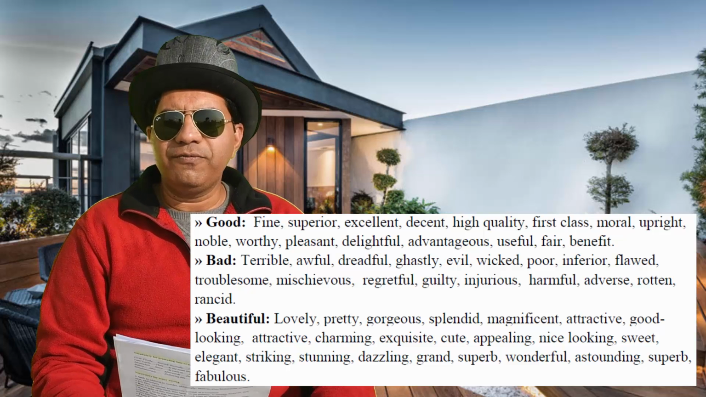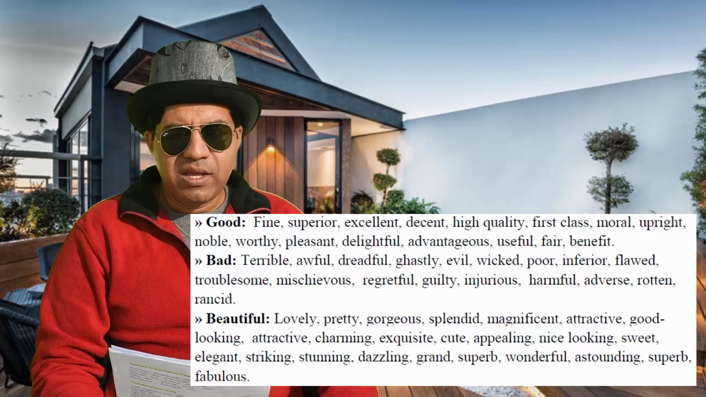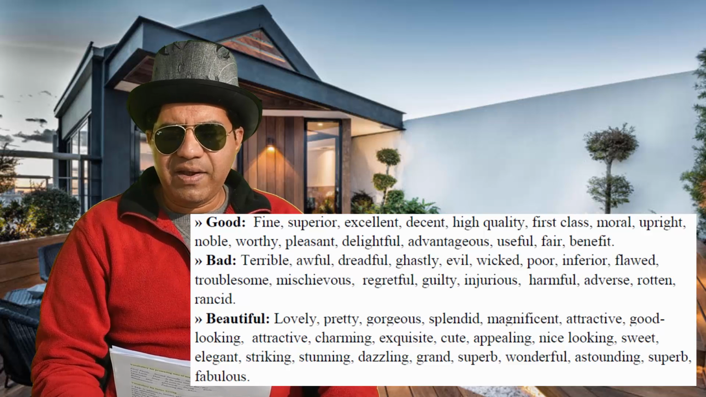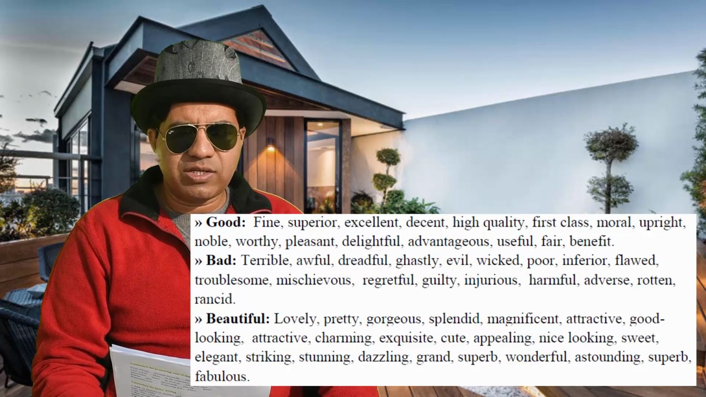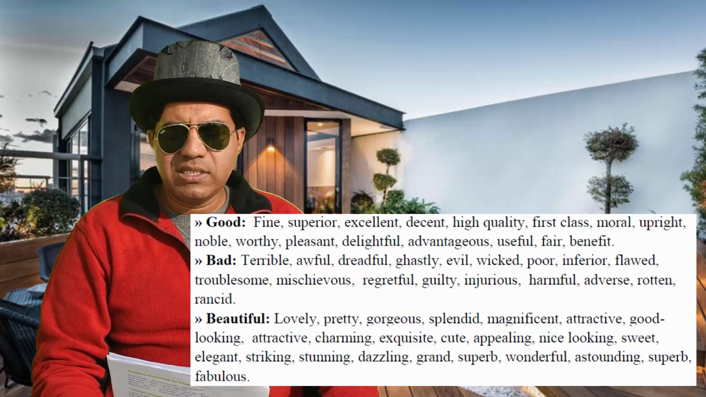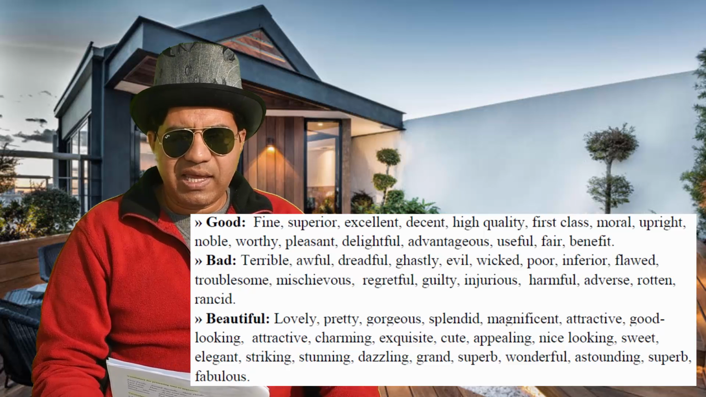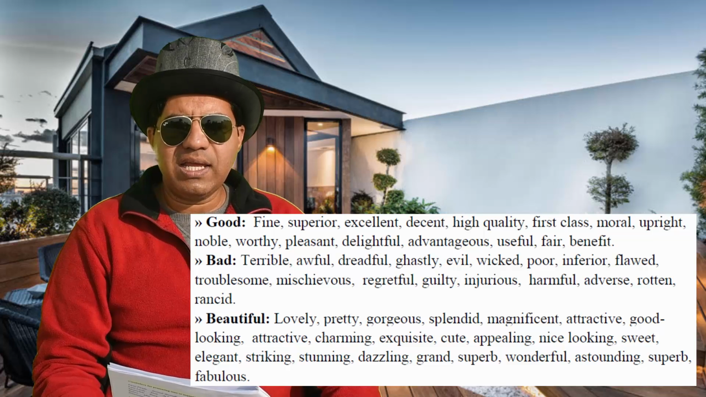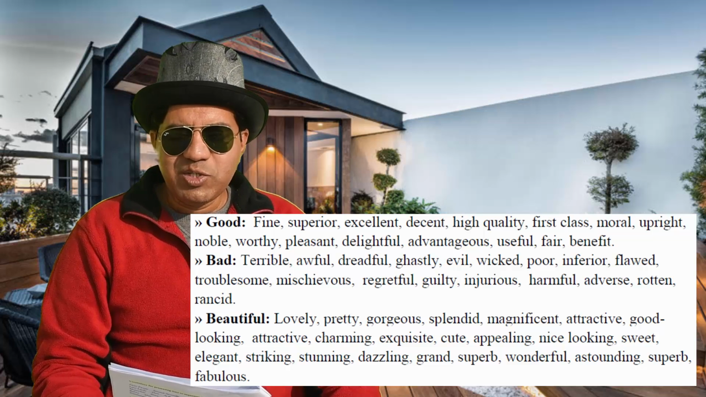And for beautiful, you can say lovely, pretty, gorgeous, splendid, magnificent, attractive, good looking, charming, exquisite, cute, appealing, nice looking, sweet, elegant, striking, stunning, dazzling, grand, superb, wonderful, astounding and fabulous. All right. So this is the vocabulary which you really need to learn.